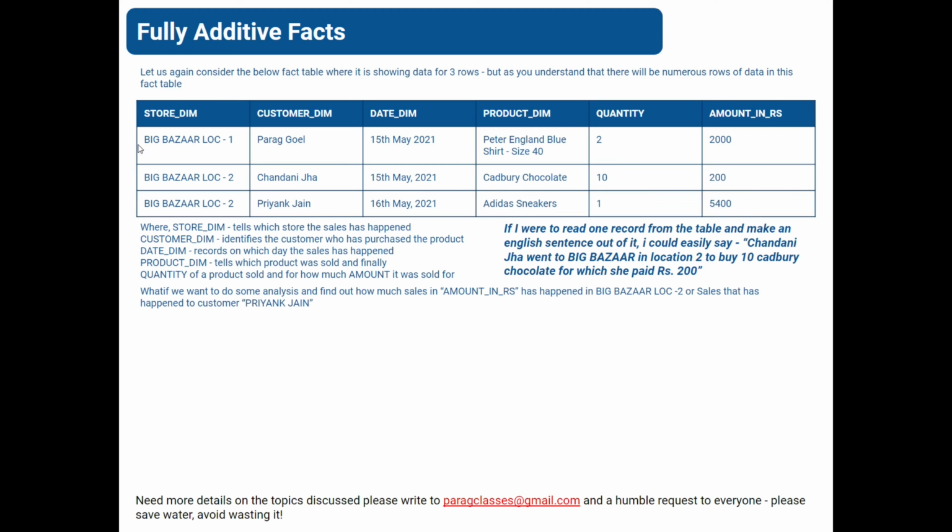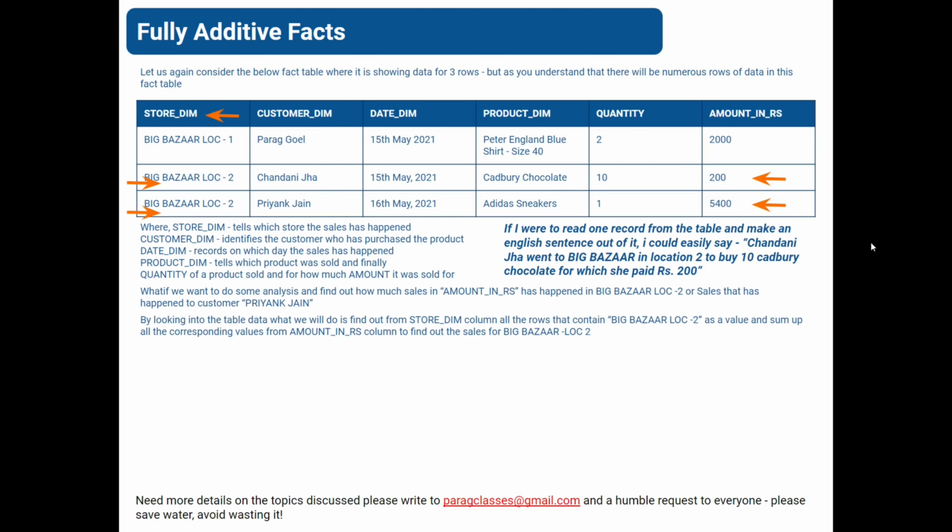As you understand, there will be numerous rows which will contain the Big Bazaar locations in the store dimension column, not just the two mentioned here. This is just for the example's sake. There will be many more rows which will contain Big Bazaar location. Similarly, in the customer dimension, since Priyank Jain has gone on 16 May to buy something from Big Bazaar location 2, he could have gone earlier and also later. So there will be many more rows which will contain Priyank Jain in the customer dimension column.